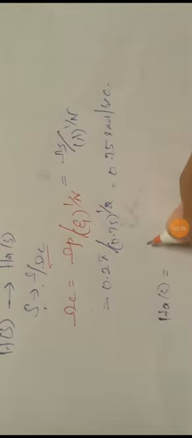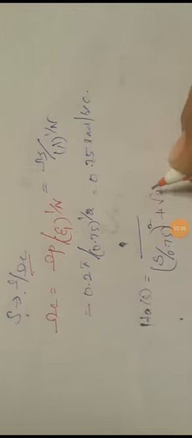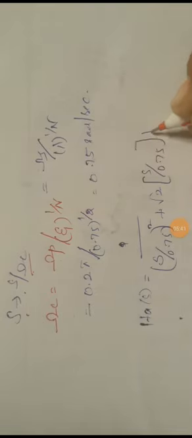So Ha(s), we know, is 1 divided by s square plus square root of 2 into s plus 1. Instead of s, it is s by omega c, and instead of omega c, it is 0.75, so it is s divided by 0.75 the whole square, plus square root of 2 into s divided by 0.75, plus 1.